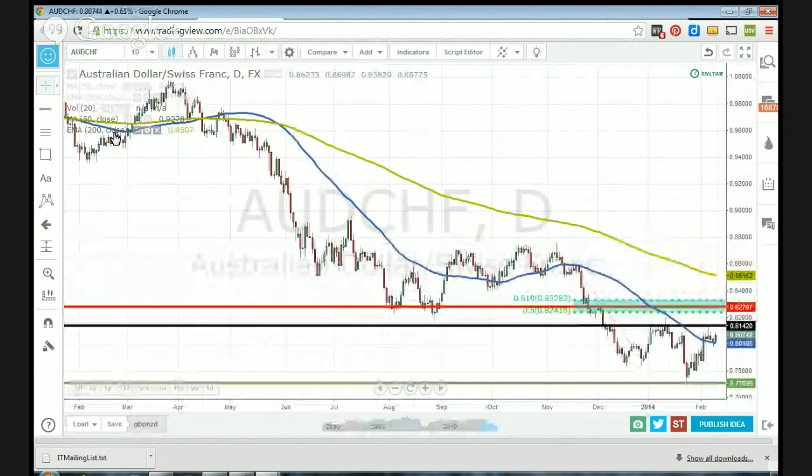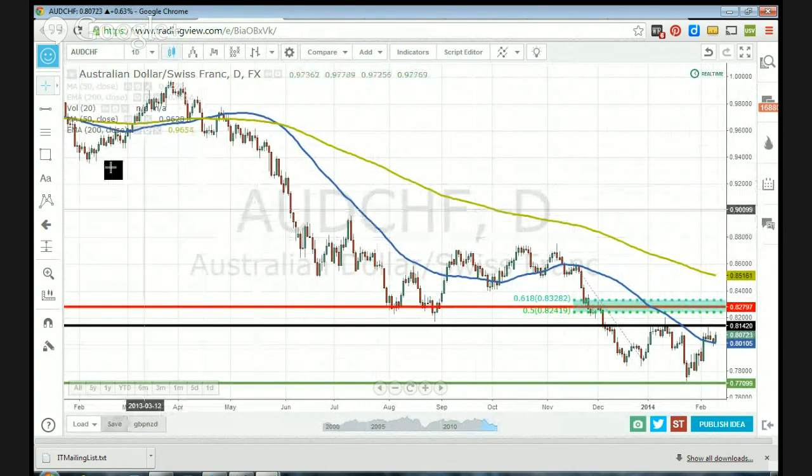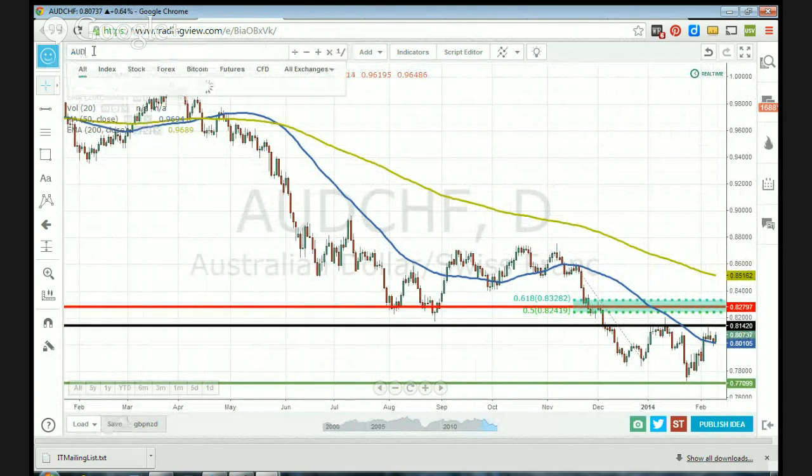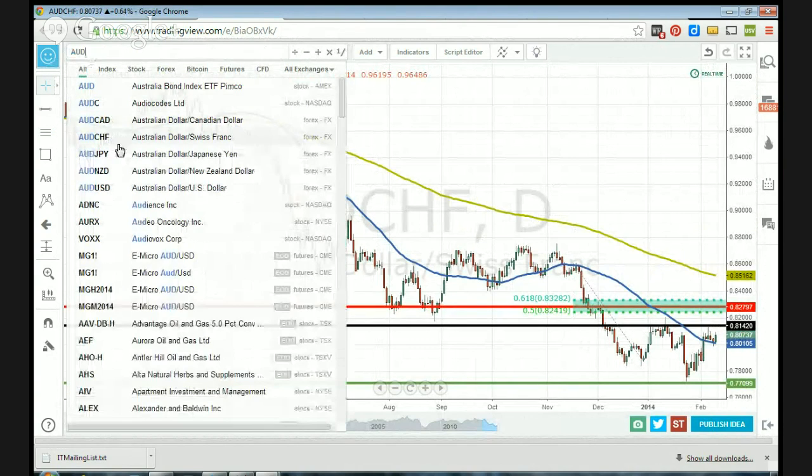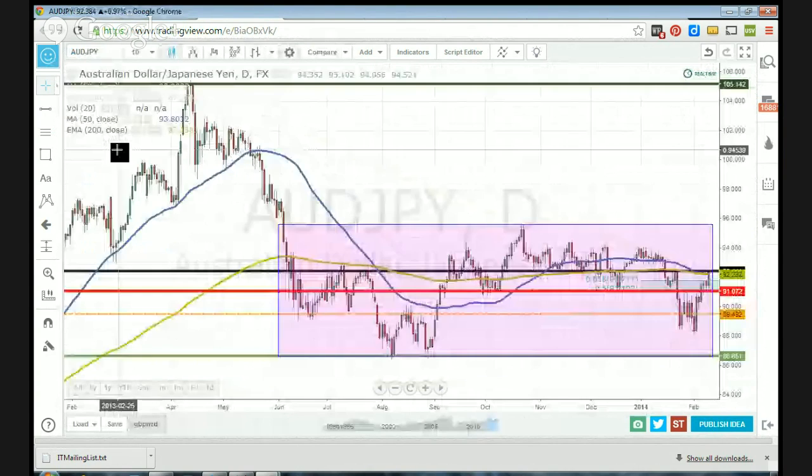Aussie Swiss. This is another level that I think could be an interesting short if the market can come here. But I'm banking on Aussie Kiwi. That's the thing. So I still think there's good short setups on the Australian dollar. Not on Aussie yen. Aussie Canada and Aussie yen are non-starters here.